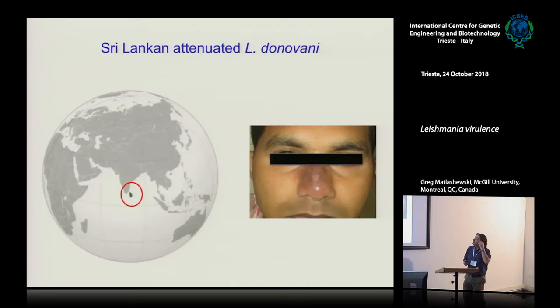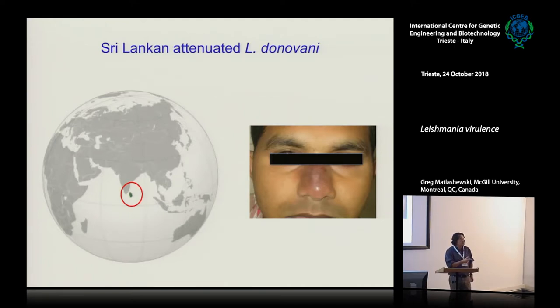So as we move forward, about 10 or 12 years ago, we started to look at the situation in Sri Lanka. Again, we're always trying to understand why Donovani causes visceral disease and other parasites cause cutaneous disease. And there was this very interesting phenomenon that was occurring in Sri Lanka where you had cutaneous leishmaniasis, and this is a person here with cutaneous leishmaniasis, but this person was infected with Leishmania donovani. Normally, Leishmania donovani goes into the visceral organs, but here it stays in the cutaneous organs. Here it stays on the skin.